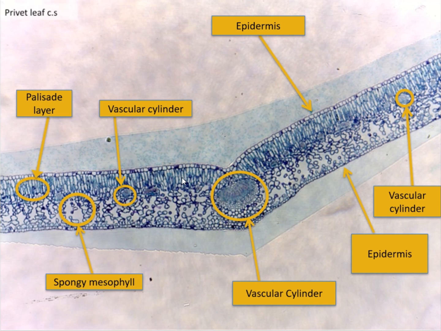So even if I didn't tell you it was the top layer, if you know the function of the palisade layer in absorbing light, you know that light comes from above the plant more often than from below. And so you would expect the palisade layer to be located on top.